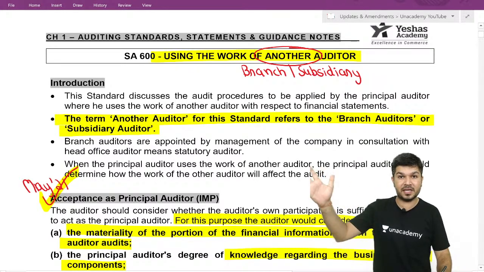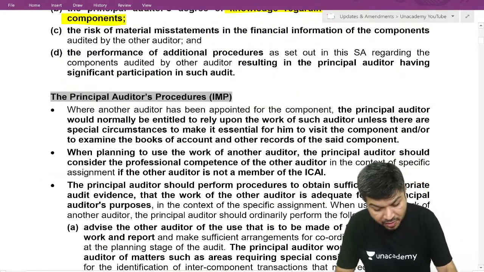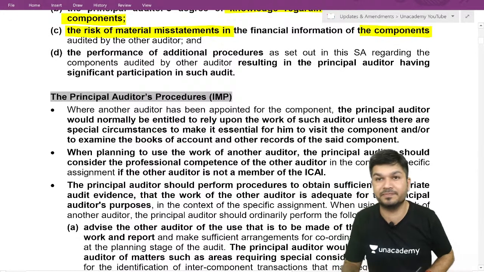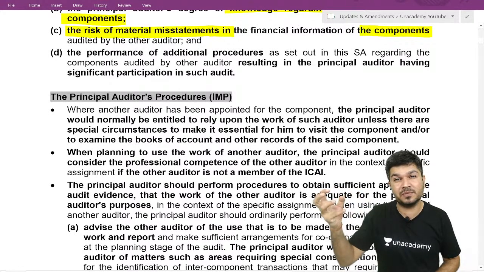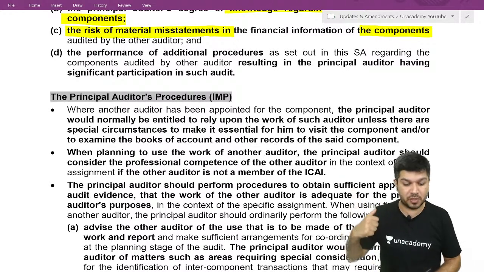How does the branches' work function, what is it? What is my knowledge about it? Then the risk of material misstatement in components. If the risk in the components, in the branches, is higher, to rely on someone's work, that's not good. The better option is that I should be doing such work. I should be handling the branches also.